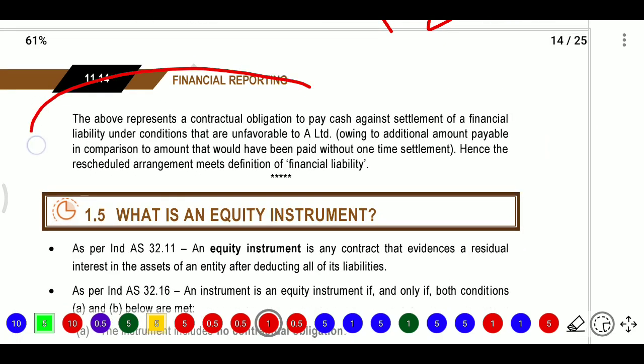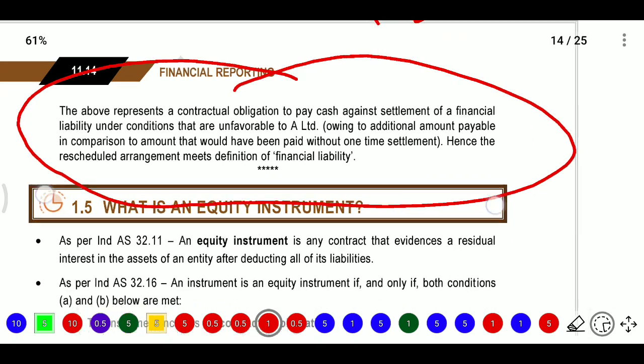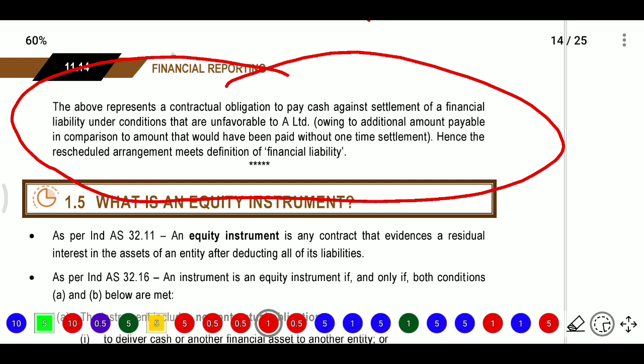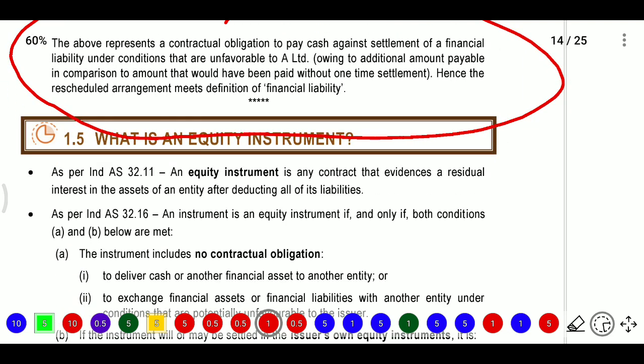Here the additional amount is a contractual obligation to pay cash against settlement of a financial liability under conditions that are unfavorable to A, because the principal is 10 lakhs and the interest rate is 12%, but they are charging more than what was agreed. And here the rescheduled arrangement meets the definition of financial liability.